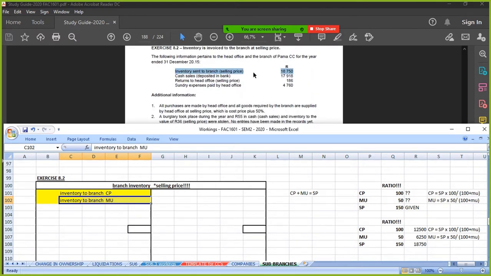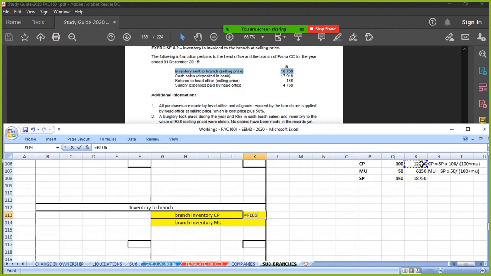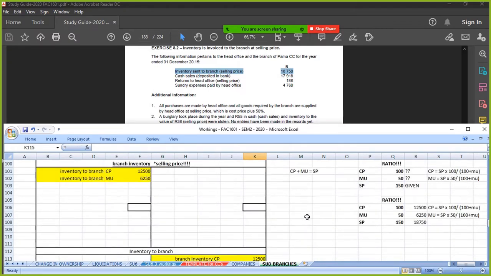Do I have it? Selling price? Yes. Do I have the working? Yes. Now I need to show it. Reference your figure. There's my working. That's what I need to show. Next. Cash sales, deposited in the bank.